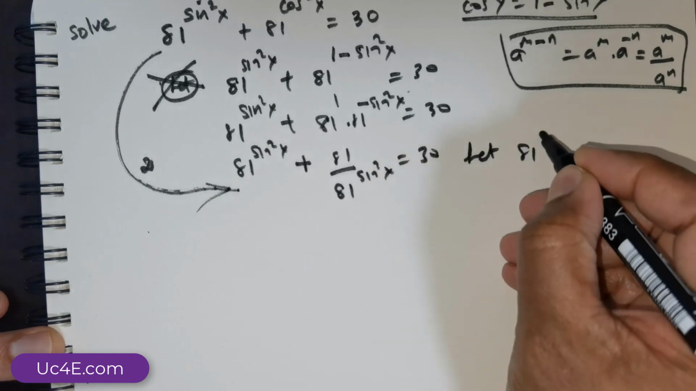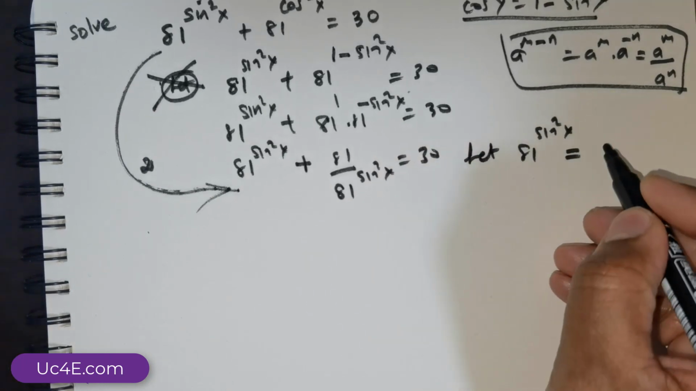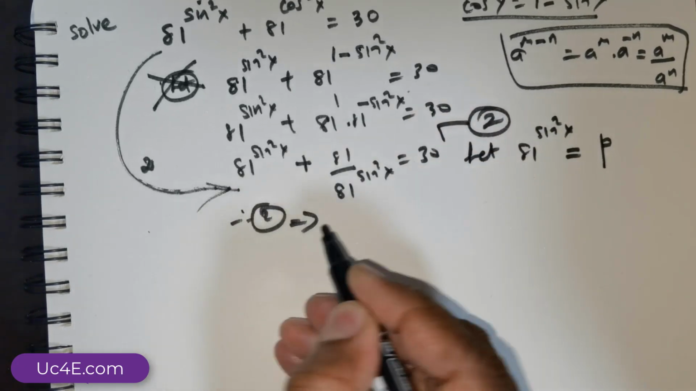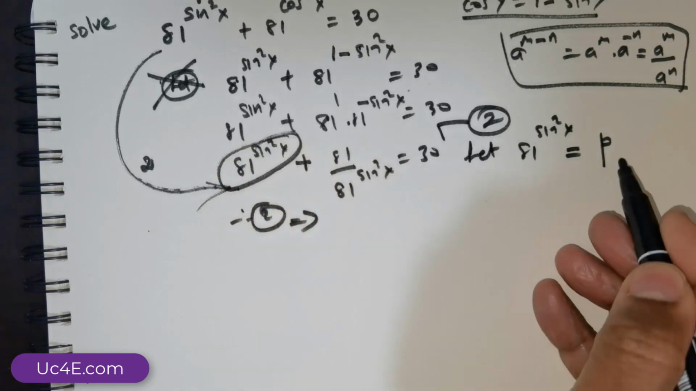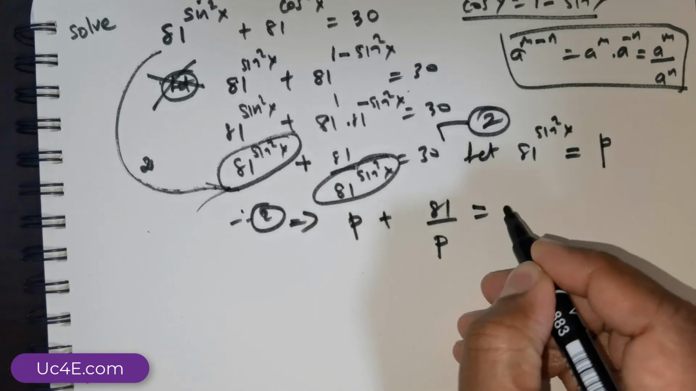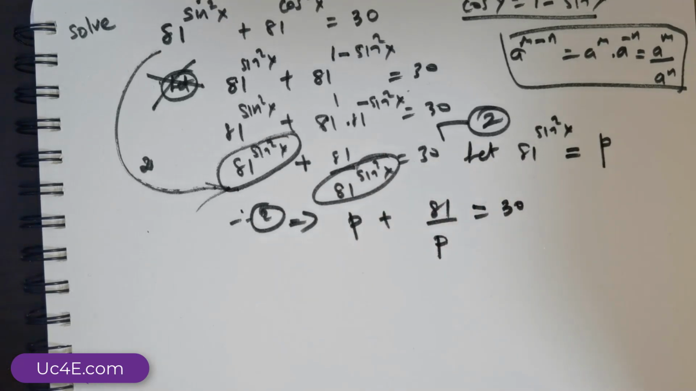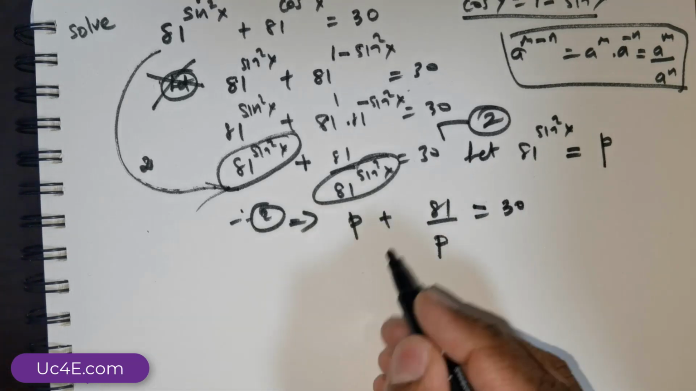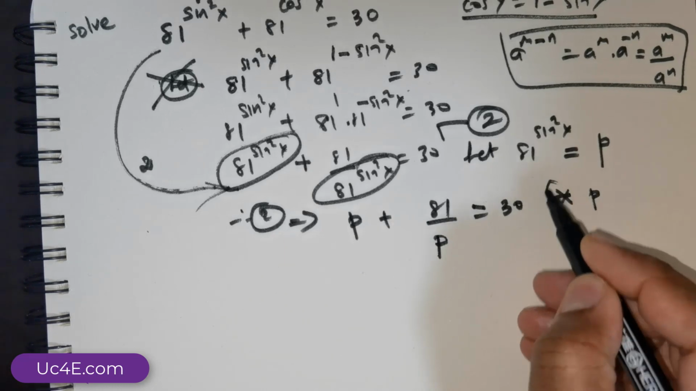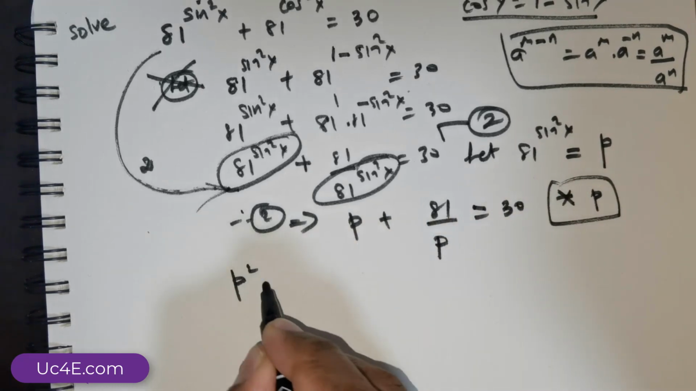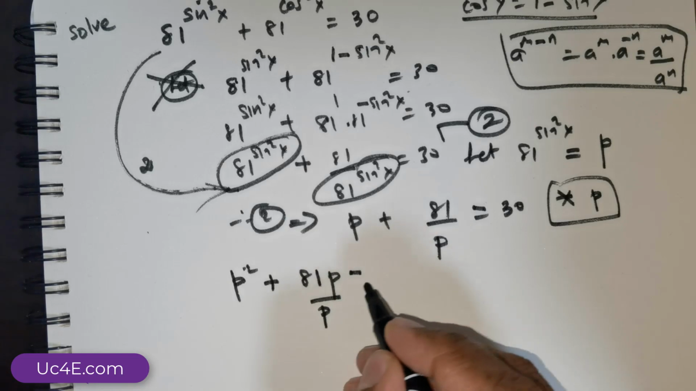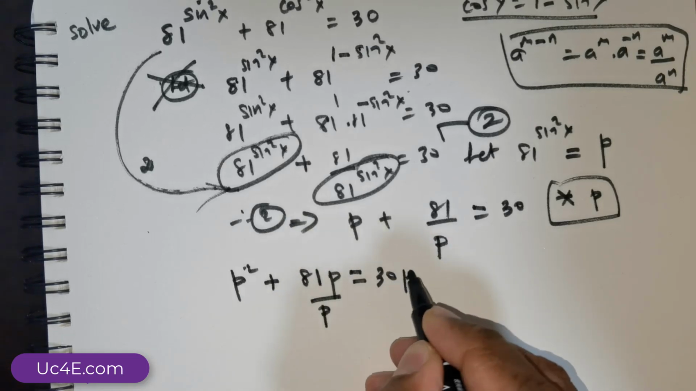So let 81 raised to the power of sine squared x be equal to some p. So in place of this I need to place p, and in place of this it's going to be 81 over p is equal to 30. This is what we have got. Now the question is, is it possible for me to rewrite this in a quadratic equation form? Of course, yes. That would be possible if I were to multiply by p throughout. So this is going to be p squared plus 81 times p over p; in fact, p and p will get cancelled, so let me just place that, and 30 times p.